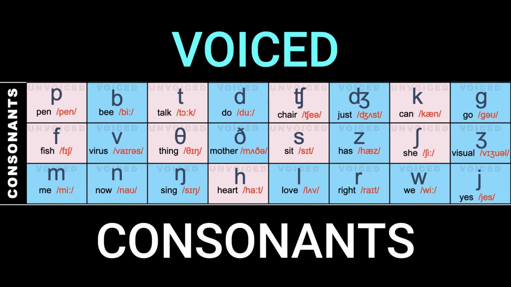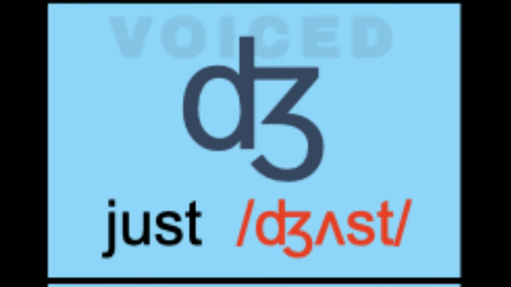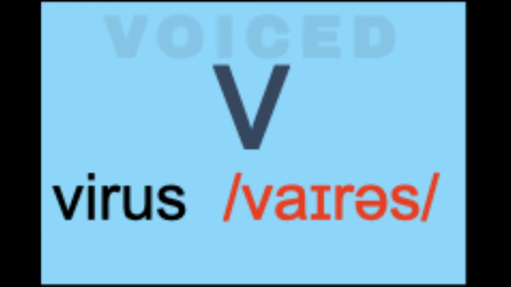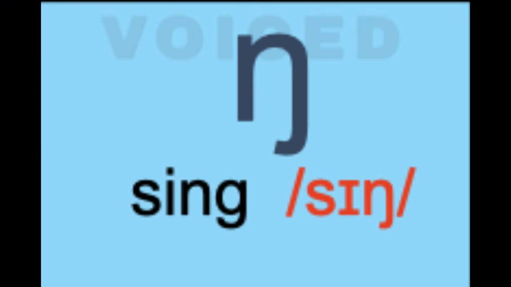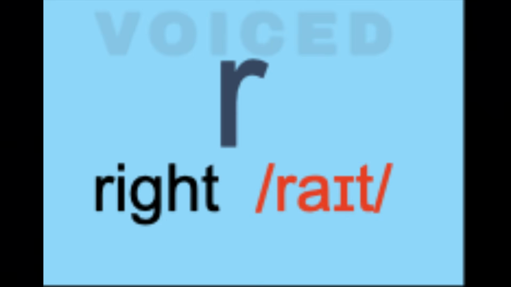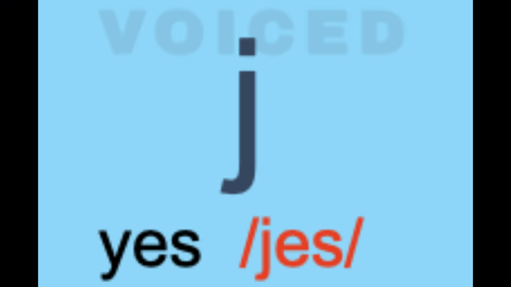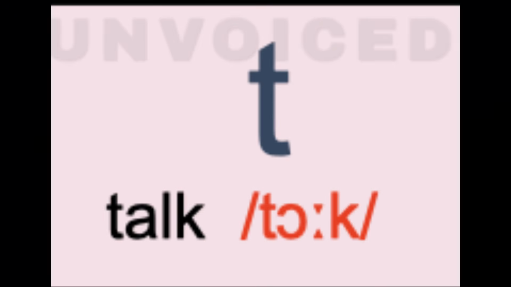Let me run through the basic consonant sounds for you. First, the voiced. B, D, J, G, V, D, Z, J, M, N, Ng, L, R, W, Y. And now the unvoiced. P, T, Ch, K, F, Th, S, Sh, H.